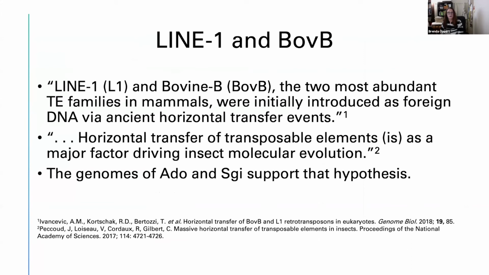These are the most abundant TE families found in mammals, and it was proposed that they were introduced as foreign DNA via ancient horizontal transfer. It was also proposed that in insects, horizontal transfer of these elements is a major driving factor for insect molecular evolution. And our data in crickets support this hypothesis.